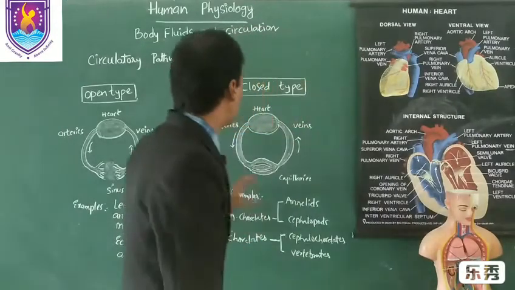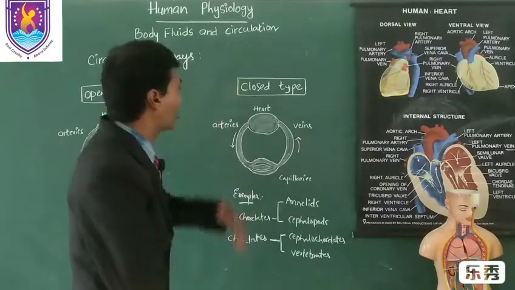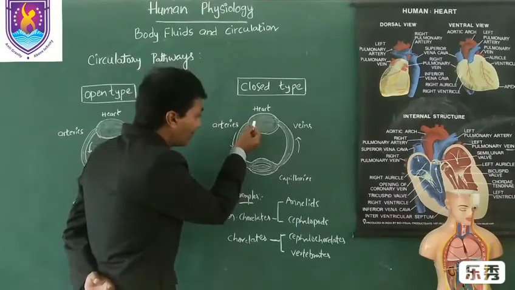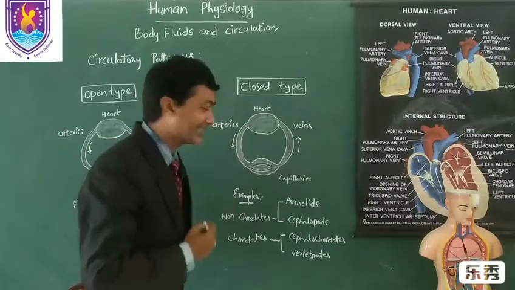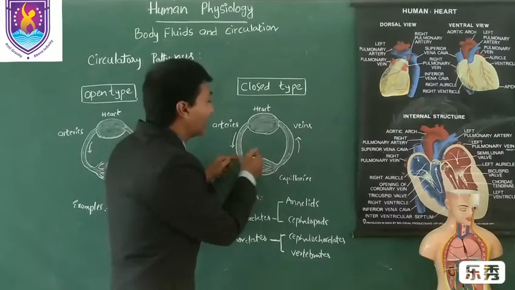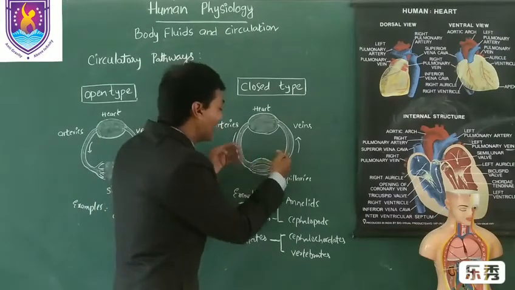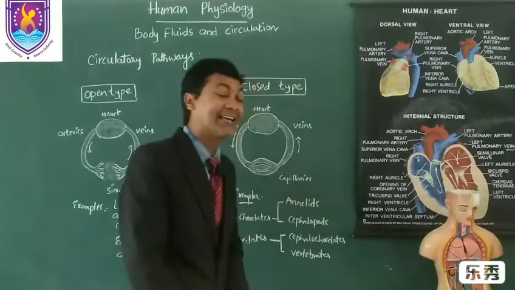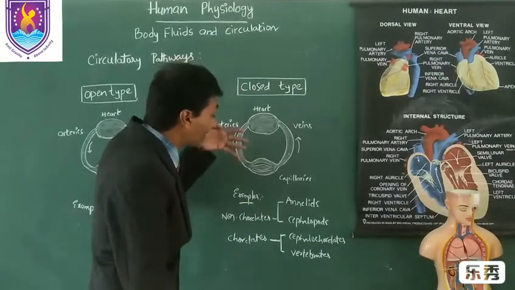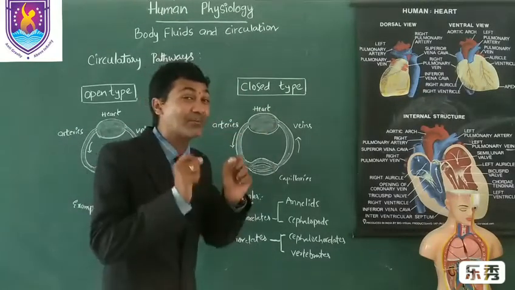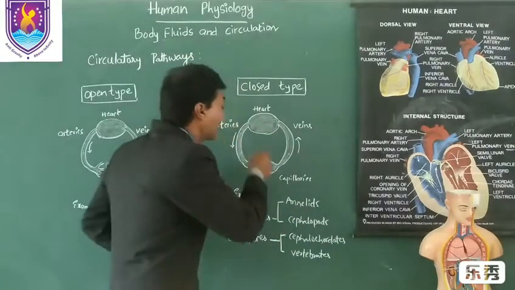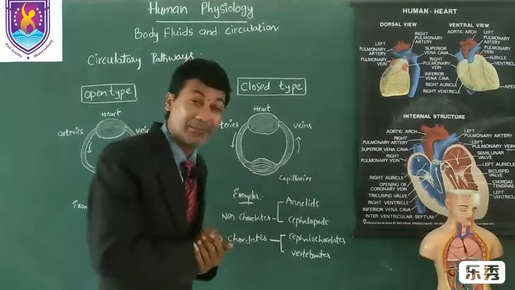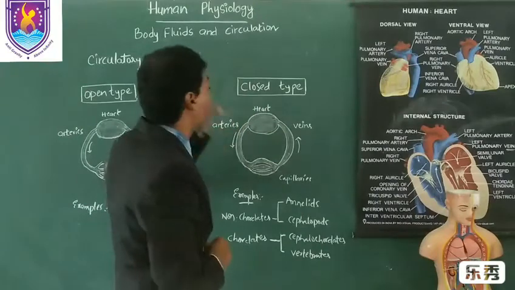My dear students, let us see the second type of circulatory pathway, closed type. Here what is happening? The blood which is pumped by the heart enters into arteries, right? But before entering into the vein, the artery and vein are connected by minute blood vessels known as capillaries. So here blood travels through the capillaries and finally reaches the veins. So blood or body fluid is not coming outside of the system or blood vessels, so it is called closed type circulatory system or closed type circulatory pathway.